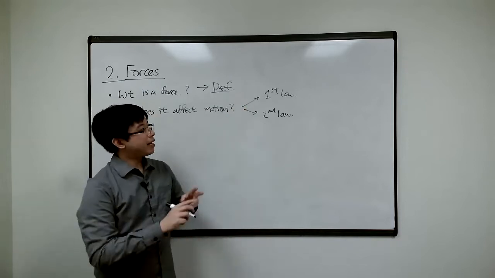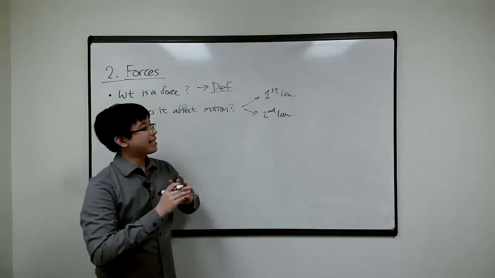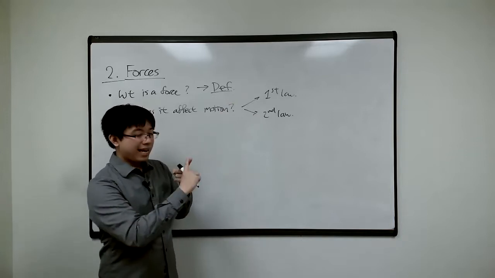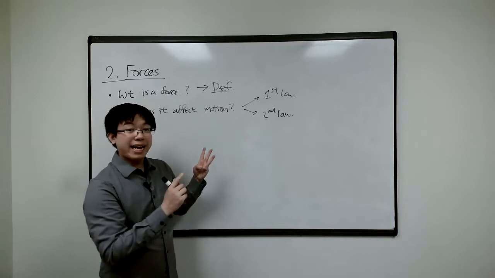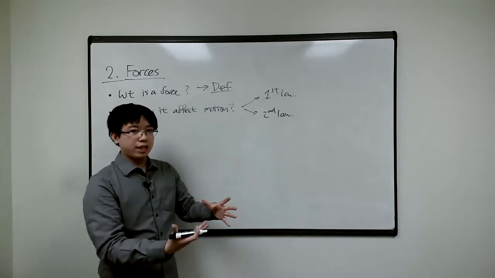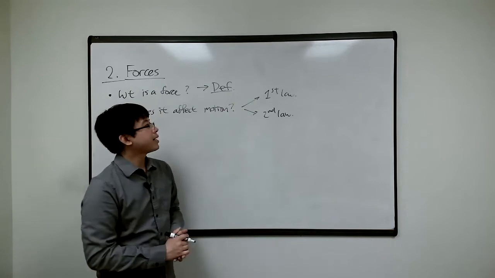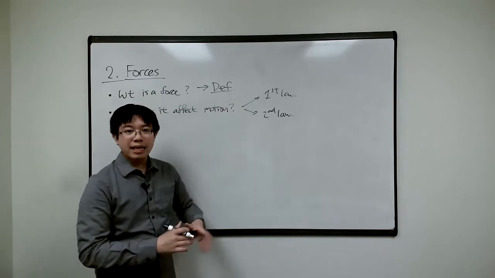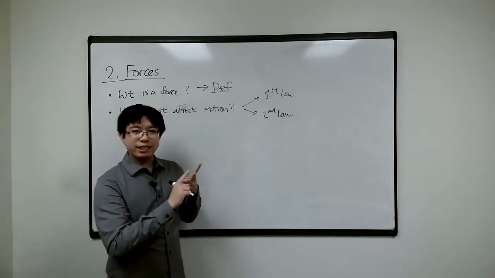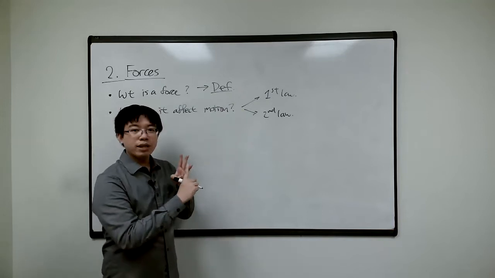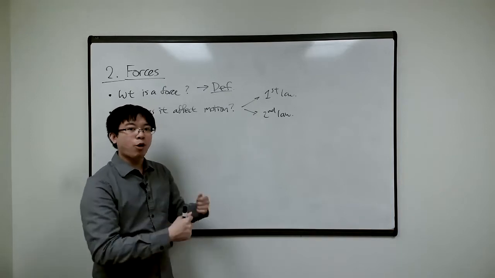Newton's first law basically says that if there's no net external force, and these are important keywords, no net external force, then the object will either remain at rest if it's initially at rest, or it will remain in constant motion if it's initially moving. Newton's second law says that if there is a net external force present on the object, it will create an acceleration that is proportional to that force.